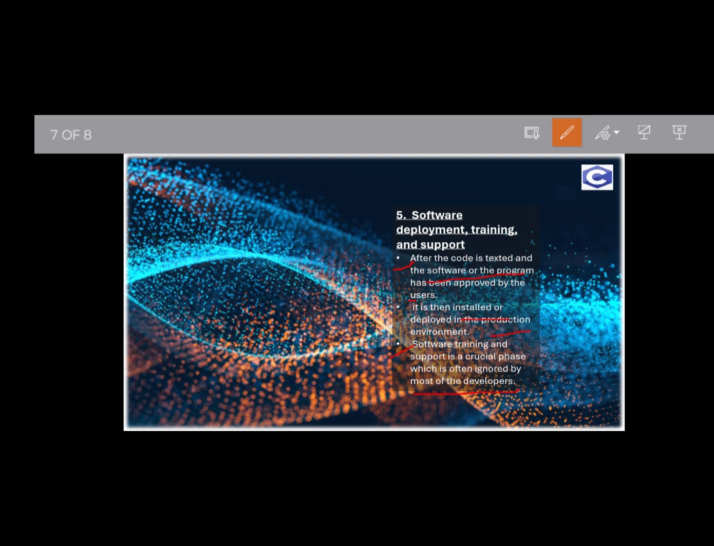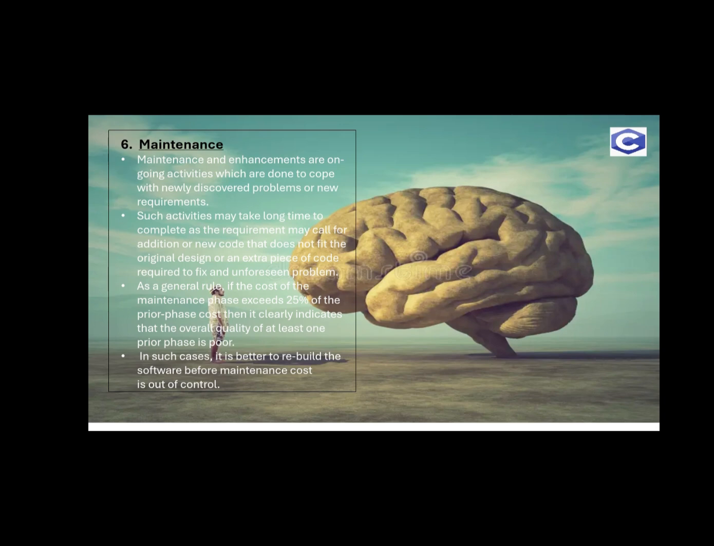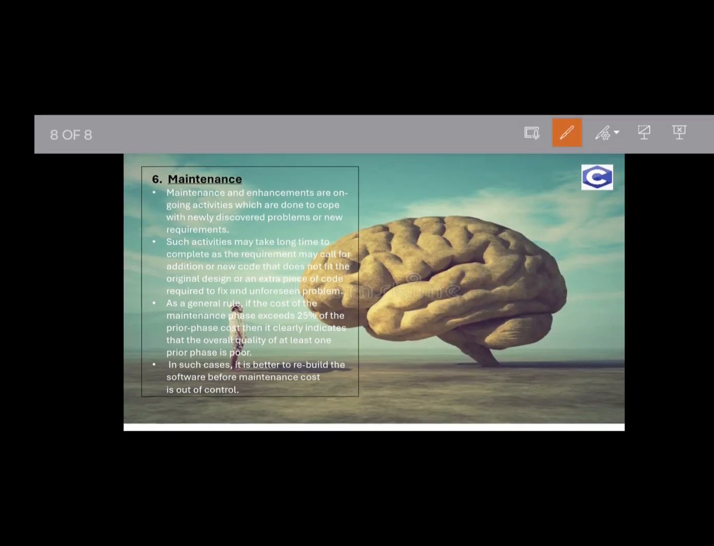As I said, it is given here. Okay, we'll go for the next step. This is our maintenance, the sixth step. As I said before, maintenance is nothing but upgrading or adding features to the application or the program that we are doing. Maintenance and enhancement mean the same thing, upgrading. Maintenance and enhancement are ongoing activities which are done to cope with newly discovered problems or new requirements.